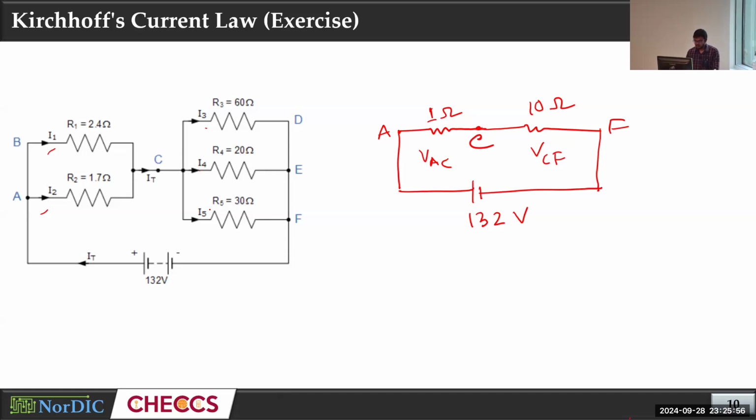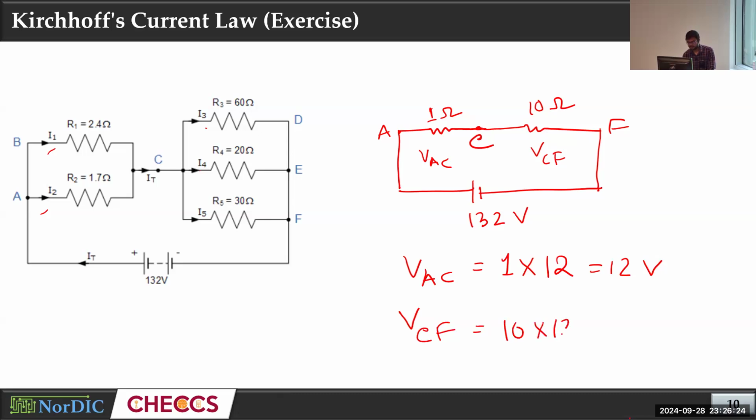Okay, so to find out VAC, if we want to find out voltage, we need to know the current and resistance. We have the resistance. What was the current? 12 ampere. So we can easily calculate VAC here. That will be 1 ohm multiplied by 12 ampere, so that will be 12 volt. And VCF will be 10 times 12, 120 volt.